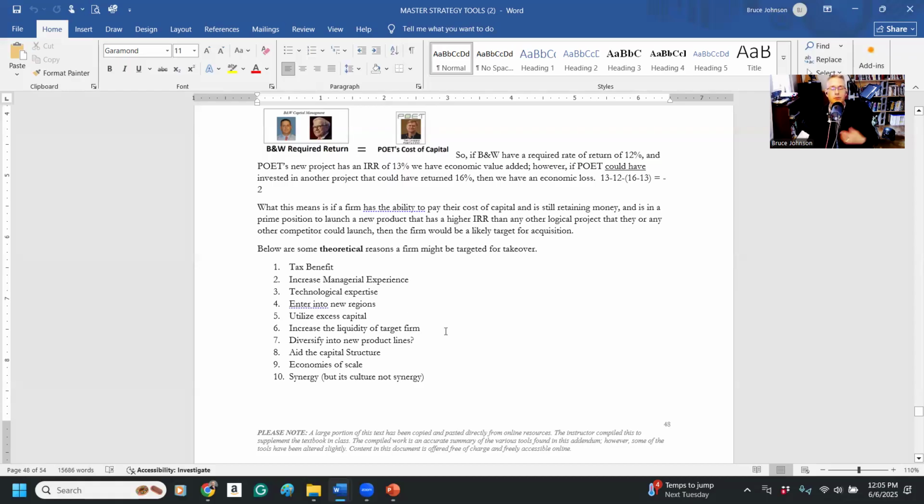Another one would be to help the target firm. Maybe the target firm has a really good idea, but they don't have enough working capital to buy additional inventory. So a parent firm could acquire that company, thereby giving them the cash or the working capital needed to expand and grow. And maybe that's all they're waiting for.